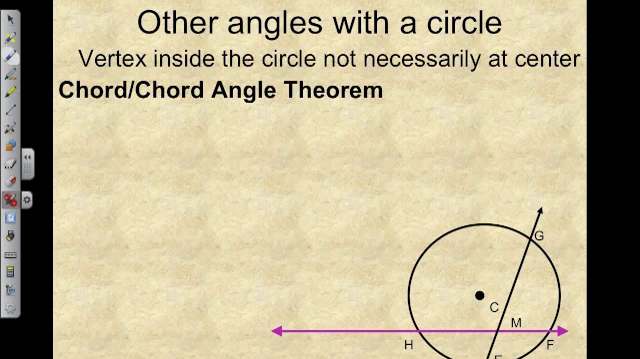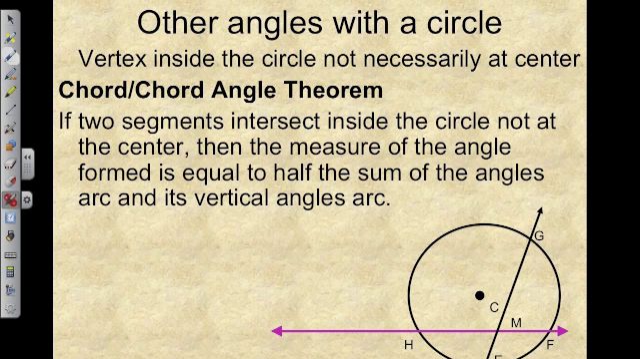Now, what if the vertex is inside the circle and it's not at the center? If it's at the center, we know that the arc is equal to the angle, and the angle is equal to the arc. But what if I have an intersection like here, where point M is not at the center of my circle? How do I find the measure of the arc? How do I find the measure of the angle? The theorem says if two segments intersect inside the circle, not at the center, then the measure of the angle formed is half the sum of the arc and its vertical angle's arc.